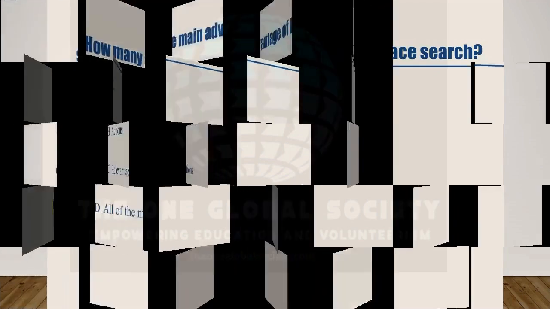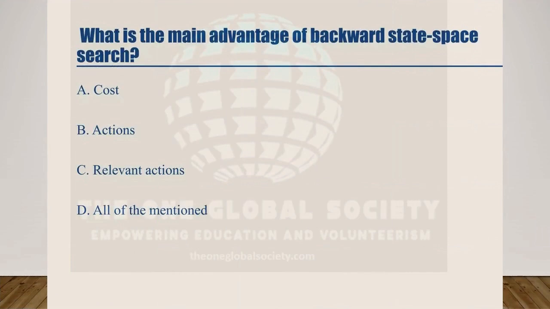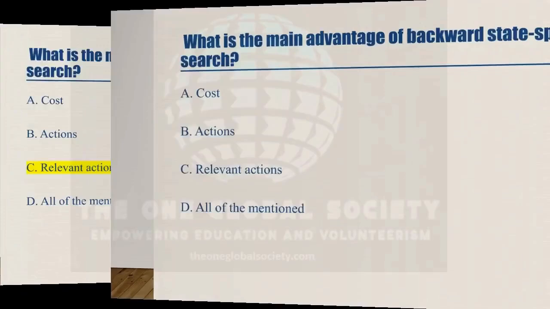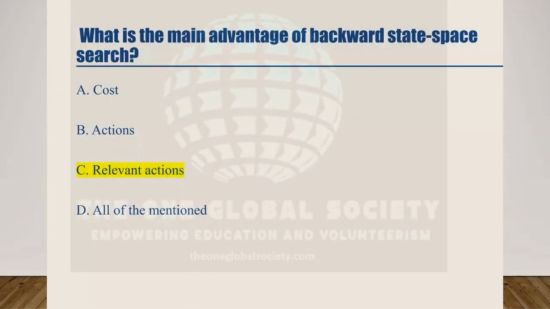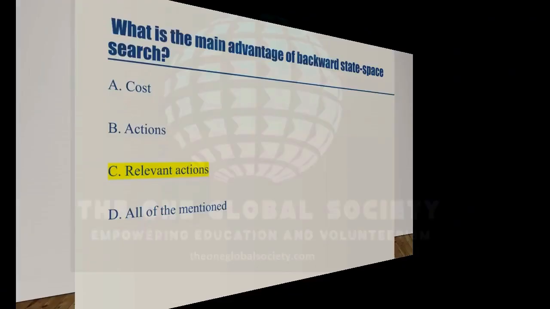Next question. What is the main advantage of backward state space search? Cost, action, relevant action, or all of the above? Let's see the answer. And the answer is relevant action. So, what is the main advantage of backward state space search is relevant action. Let's see the next question.